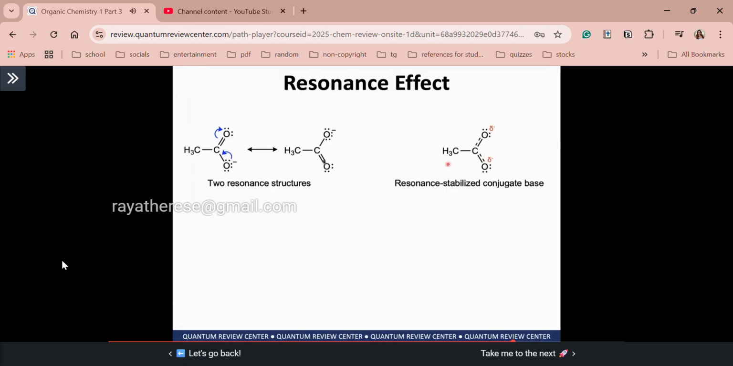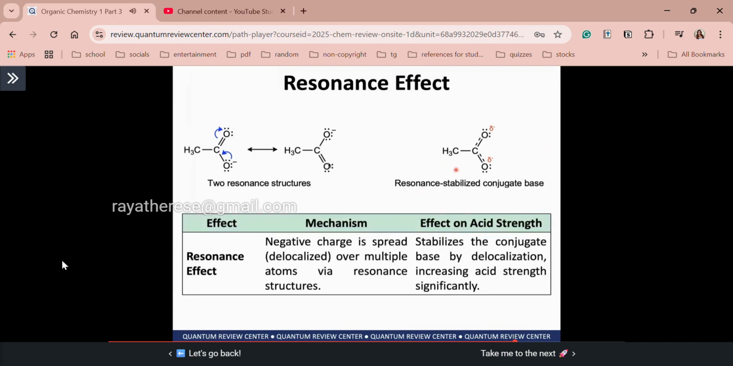Resonance effect, right? For resonance effect, this is already in your inorganic. So again, for resonance, we are talking about the delocalization of electron density, now through the pi bonds. Recall, for inductive, sigma bonds. For your resonance, we have your pi bonds or lone pairs across adjacent atoms. So is adjacent required? Yes.